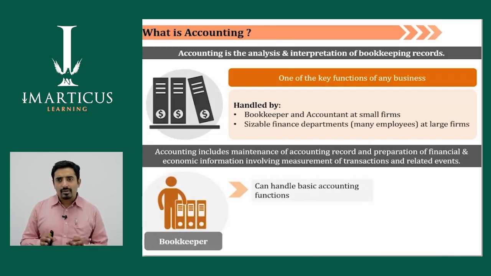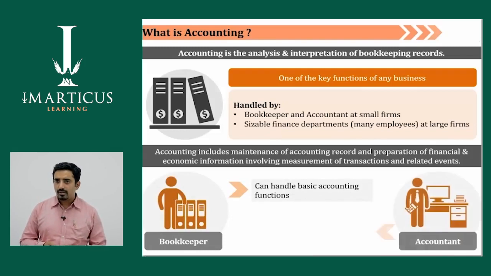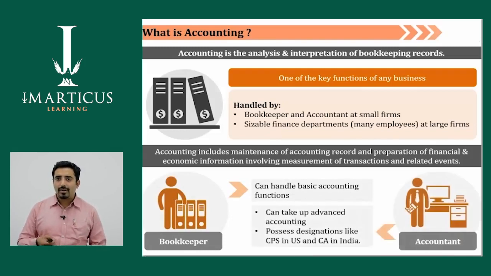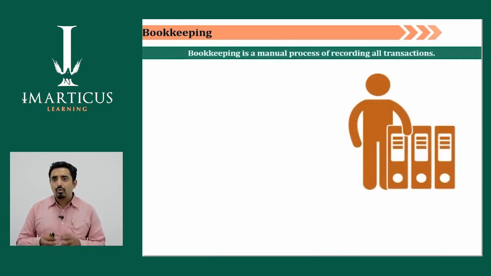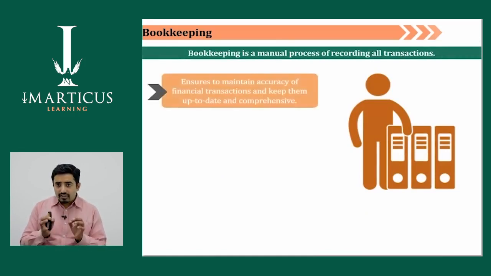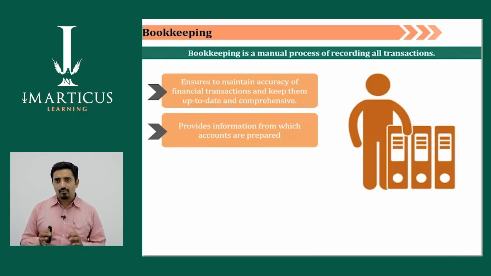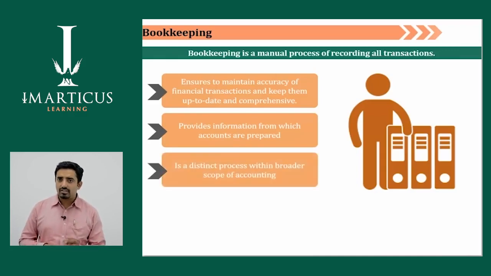While basic accounting functions can be handled by a bookkeeping person or a bookkeeper, advanced accounting is typically handled by qualified accountants who possess designations such as Certified Public Accountant, CPA, in the United States or a Chartered Accountant in India. On the other hand, bookkeeping is more of a manual process of keeping a record of all transactions pertaining to a business. It ensures that records of the individual financial transactions are correct, up-to-date and comprehensive by maintaining accuracy. Bookkeeping provides the information from which accounts are prepared. It is a distinct process that occurs within the broader scope of accounting.